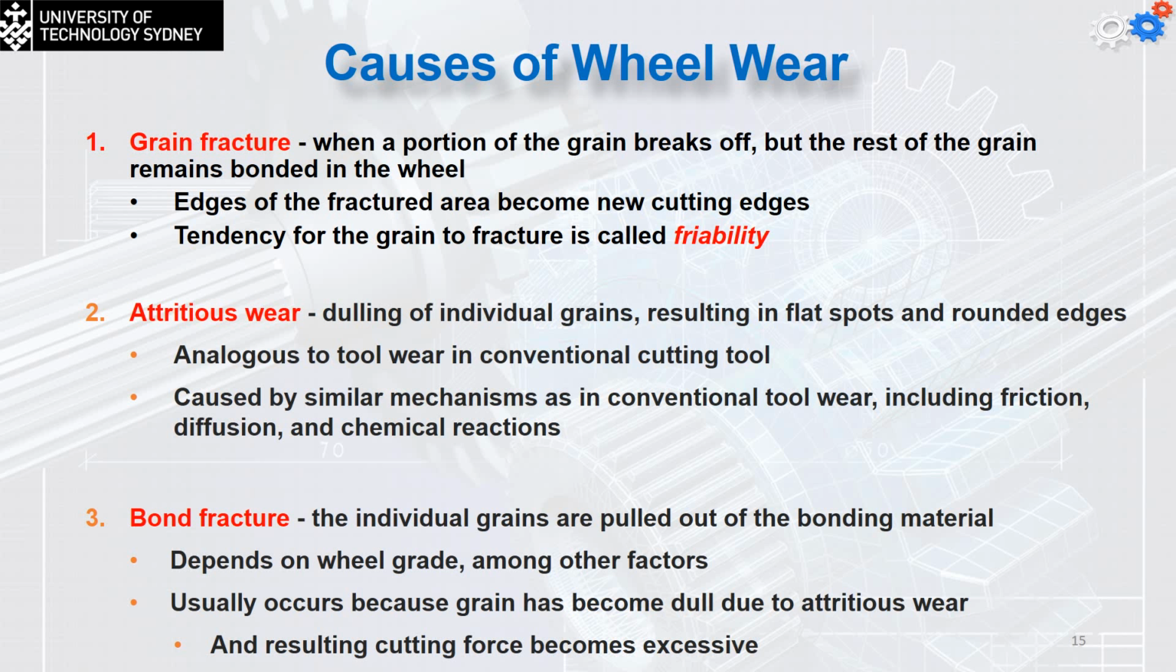The causes of wheel wear, because no wheel will last forever. First, grain fracture, when a portion of the grain breaks off, but the rest of the grain remains bonded in the wheel. And the edge of the fracture area becomes new cutting edges in this case. The tendency for the grain to fracture is called friability, as we said earlier.